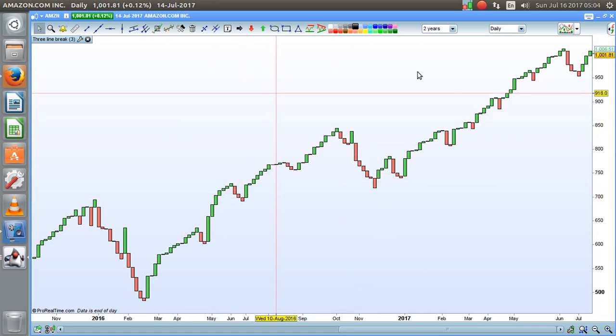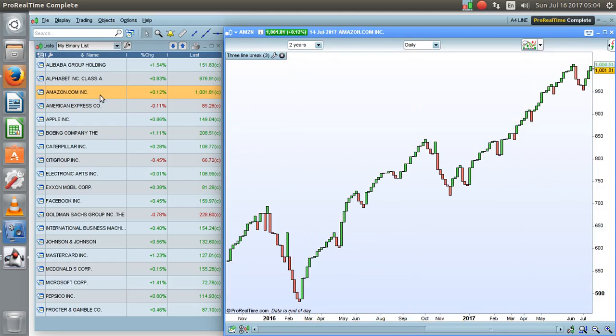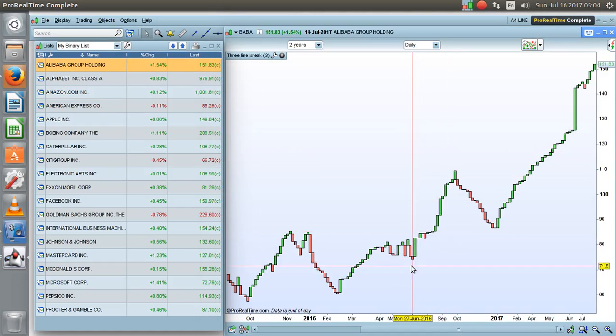Let me just minimize this one for now. Let me show you a few more examples. Alibaba Group, for example. Mind you, this is on the daily chart. You can see you could have sold here sometime January 2016 at 76.60, and you would have been stopped out here at about 66.10, more or less, on 16th of February. So you could have made profit there as well.